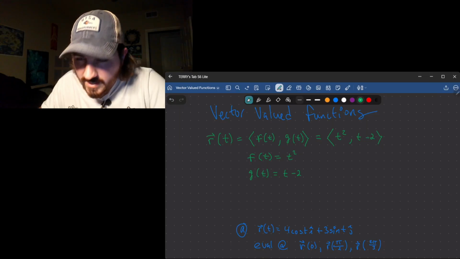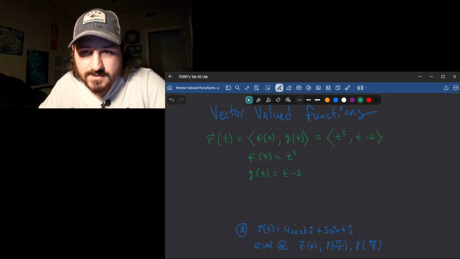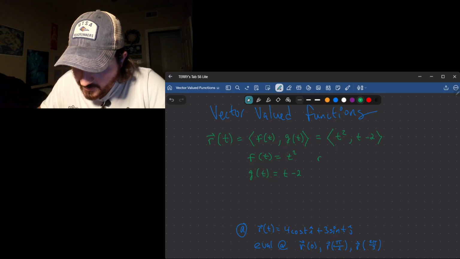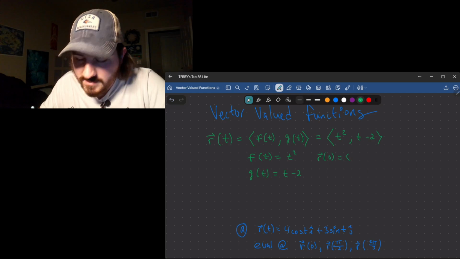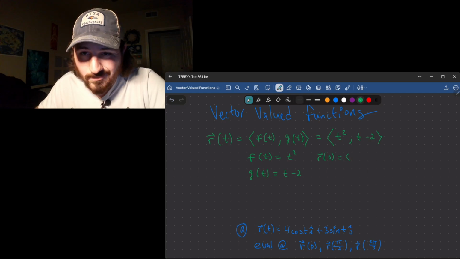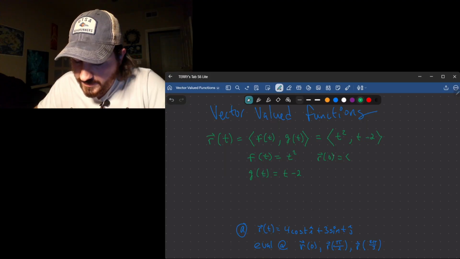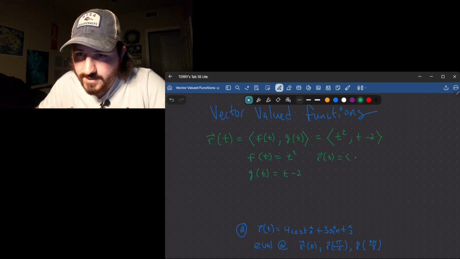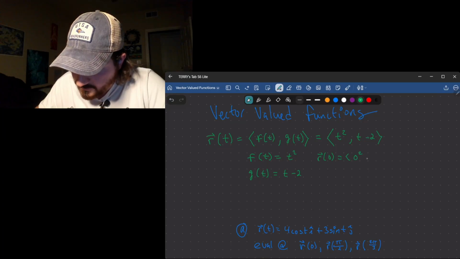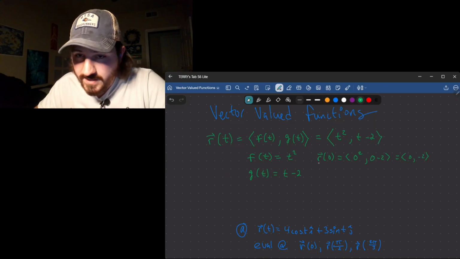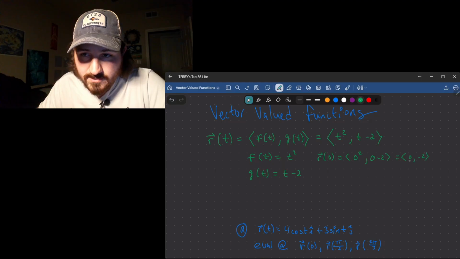Now let's say, well, I think that's cool, but what happens at the very beginning when time is equal to 0? What's going on in this vector? Where is this thing at, right? Okay, well, it's pretty straightforward. All we have to do is plug these zeros in. So we're going to plug in 0 to t squared, so we get 0 squared. And then our other piece here is 0 minus 2, right? So we know that this is just going to come out to be 0 comma negative 2. So the vector is at 0 comma negative 2 when time is 0.